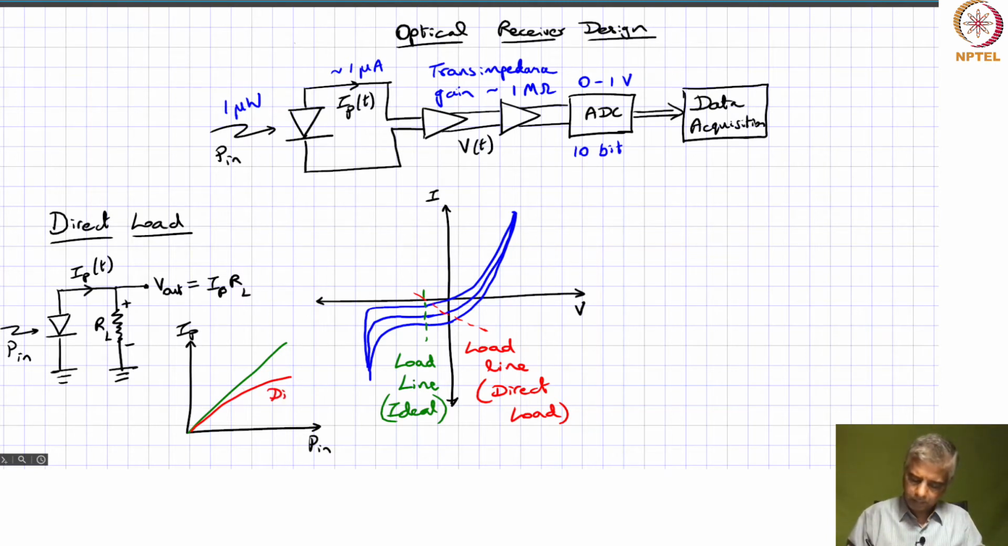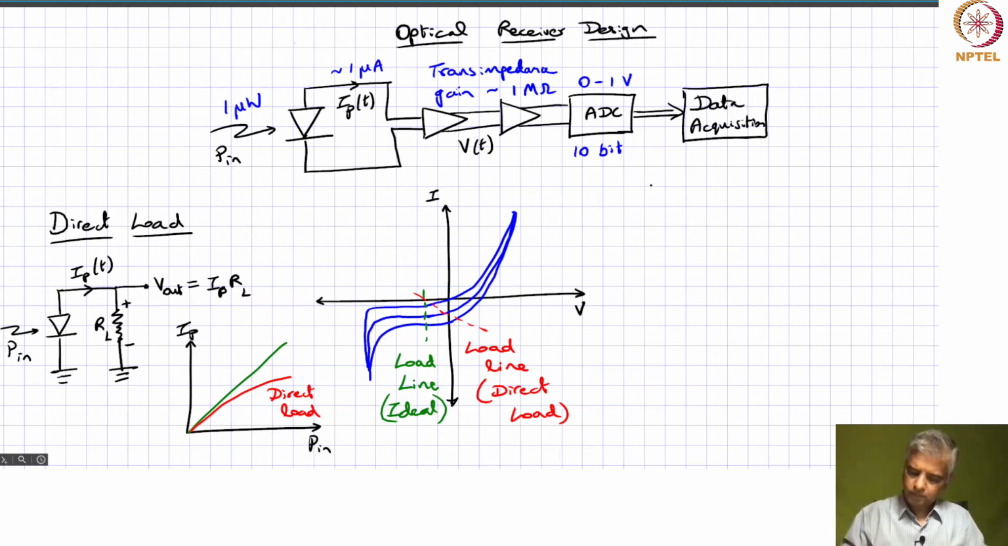Okay, so this is what happens in a direct load configuration. Direct load configurations are not very good if you want to extract the most current from your photodiode corresponding to the amount of light that's incident on it. So what is the way out? What can we do to get around it?